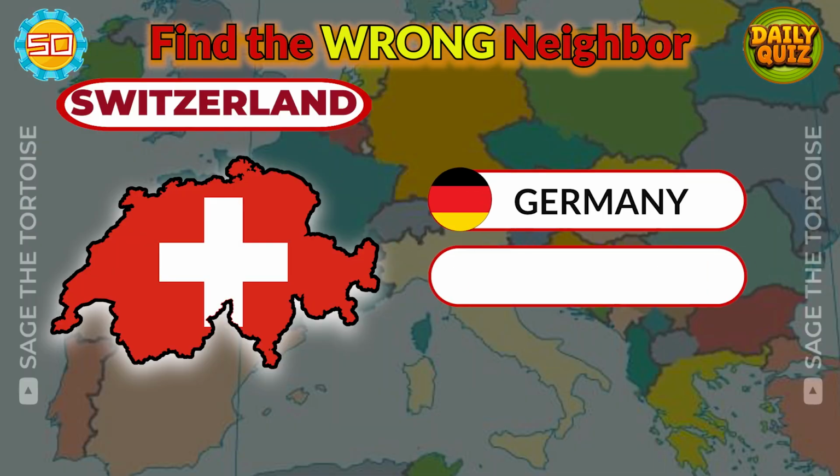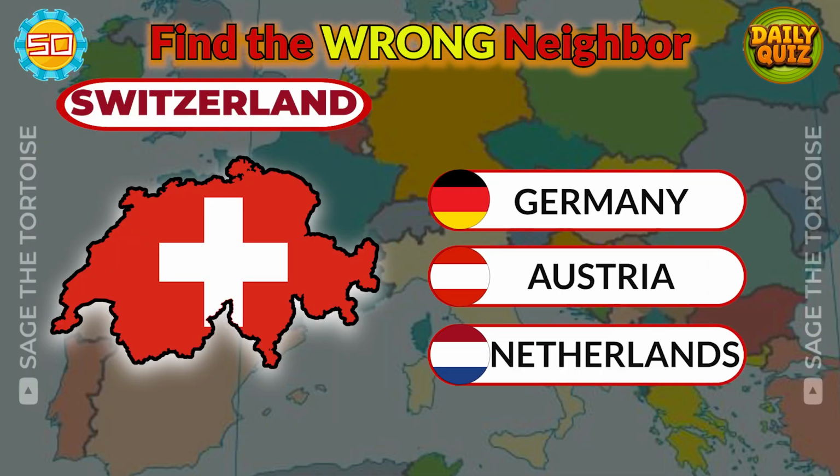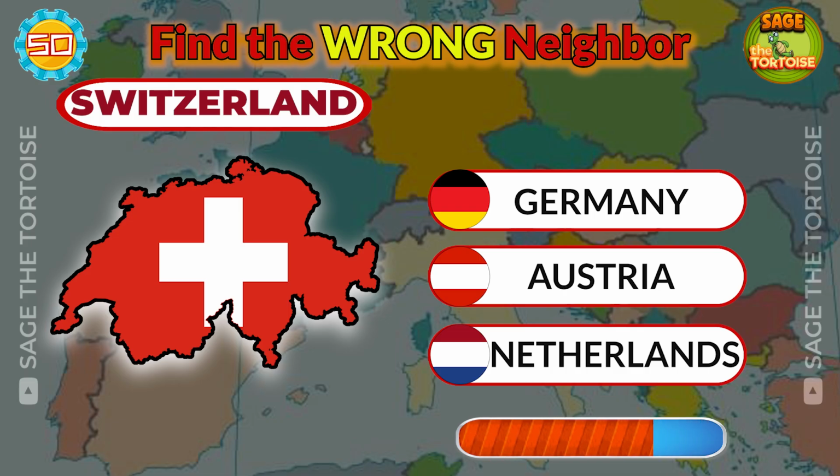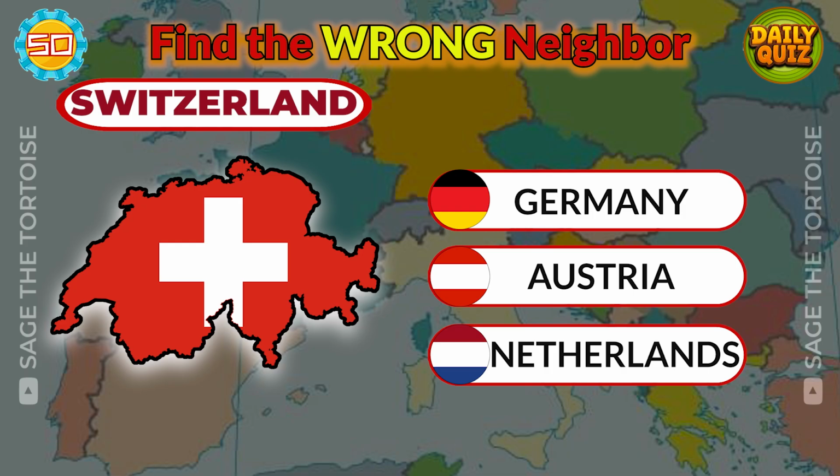Switzerland borders Germany, Austria, and the Netherlands. Which one is wrong? The answer is Netherlands.